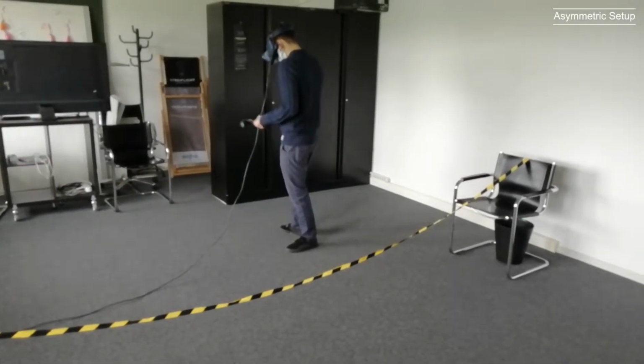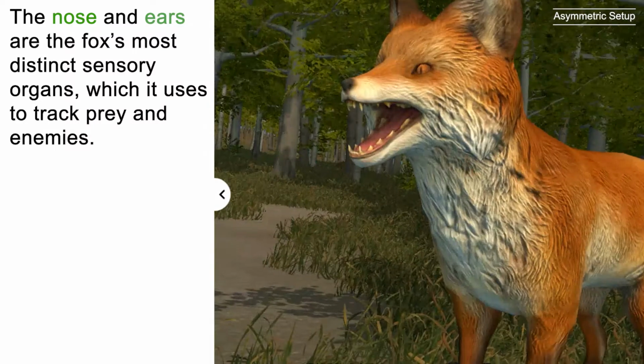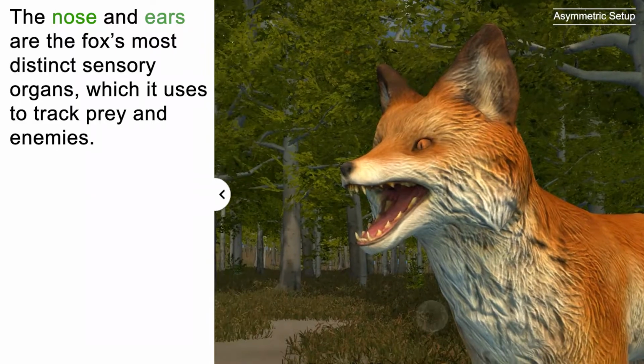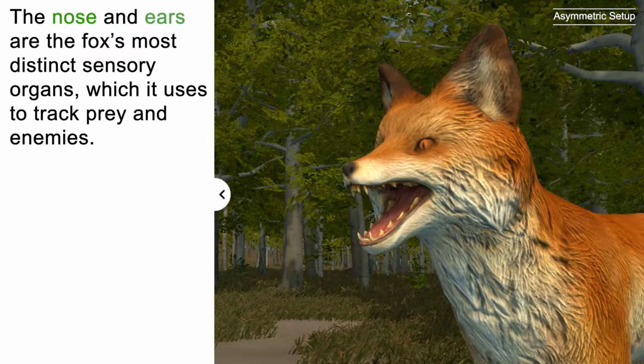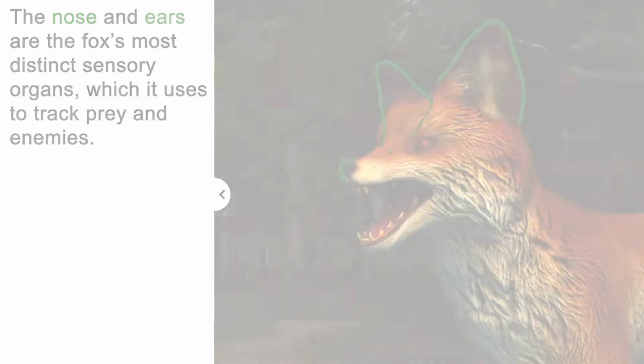The setup and functions of the student remained the same. The teaching sheets could be displayed via a button on the left side of the tablet screen. The nose and ears are the fox's most distinct sensory organs, which it uses to track prey and enemies.